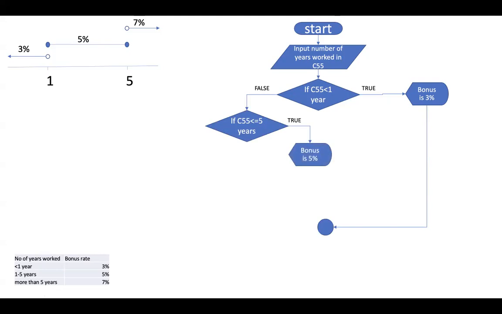Otherwise, you have the last range. In this last range, you can see that it doesn't say anything else, just more than 5 years, 7%. That means if C55 is not less than or equal to 5, it's greater than 5 years. So you can put 7% straight away without any other checking anymore. After that we finish it.